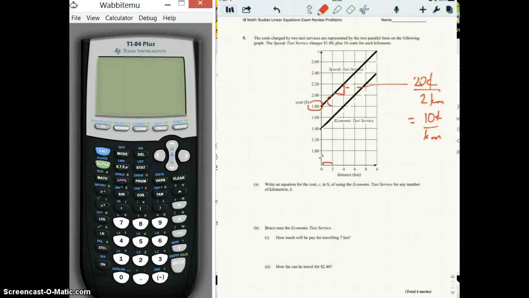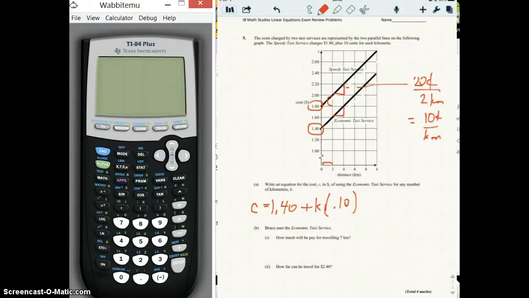Write an equation for the cost C in dollars of using the economic taxi service for any number of kilometers K. So for the economic taxi service, it starts at 140 and it goes up also 10 cents per kilometer. As you can see, it's the same gradient as the speedy taxi service. So we would write that just like we did in our exploration. We would have the cost equals the starting price or the initial fee, which is 140, plus the number of kilometers times the price per kilometer, which is 10 cents. We'll put the 0.10 because that's $0.10.